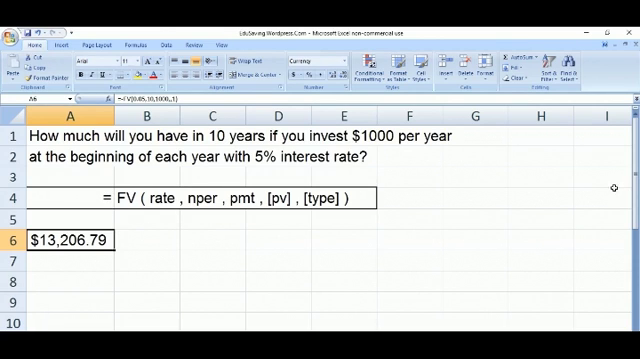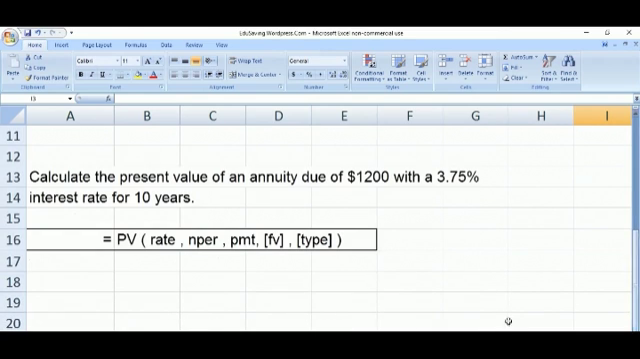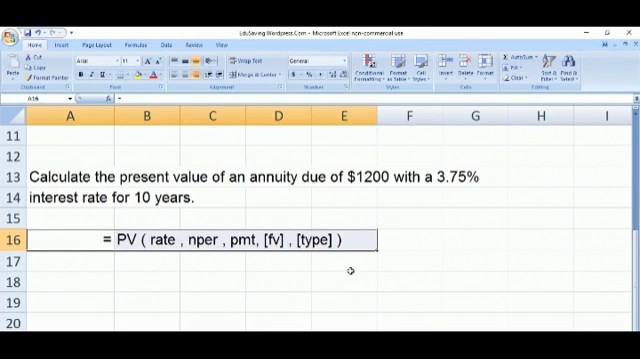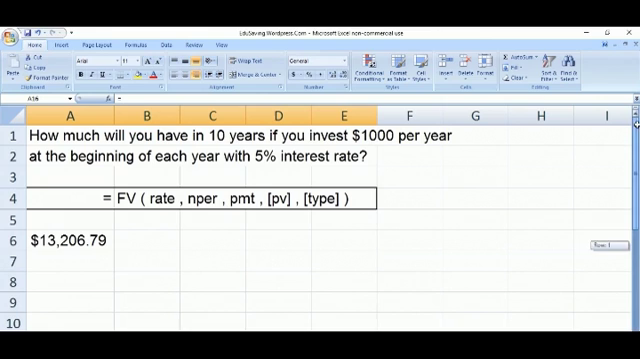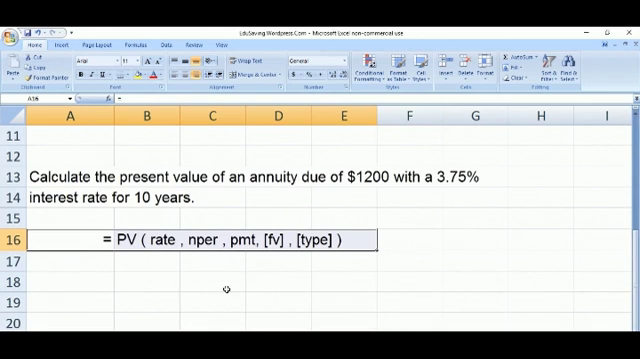Let's proceed to the present value function. Now, the present value function is pretty much exactly the same as the future value function, just a little bit different. So I've got the present value function right here. And the only difference between this and the future value function is we have an FV right here, whereas up here is present value. So that's the only difference, because it's just the inverse of the other.